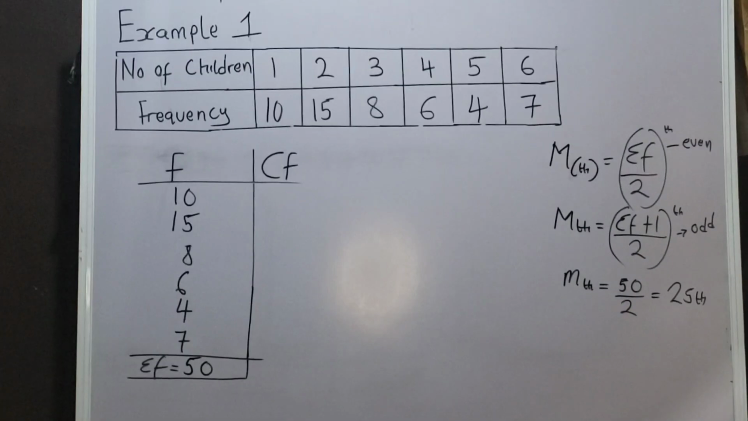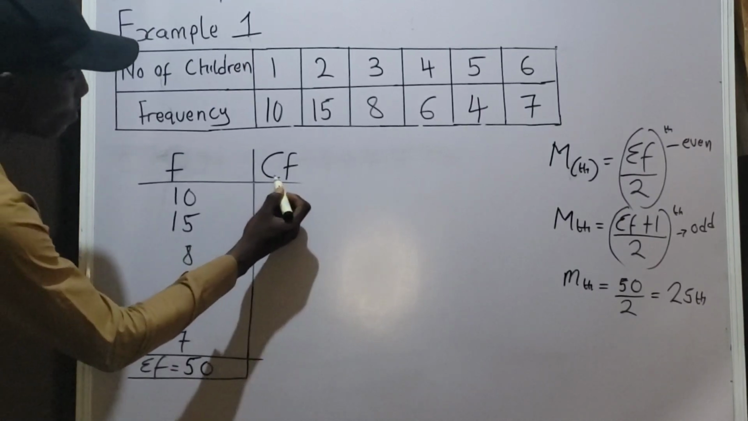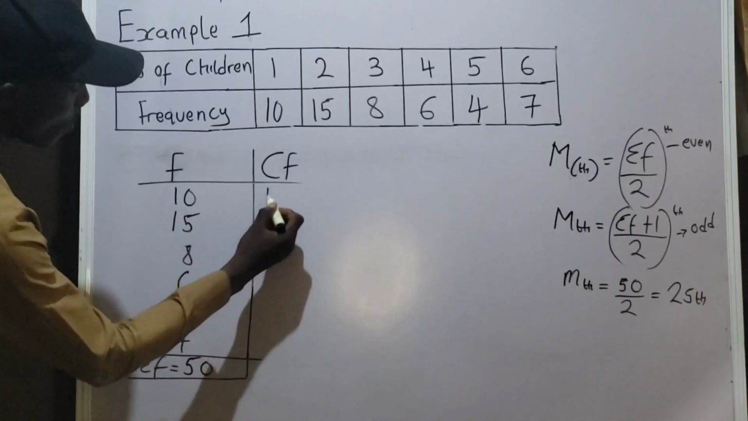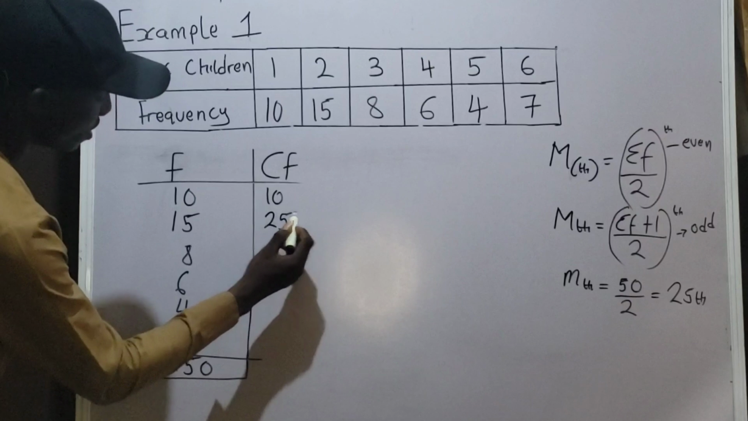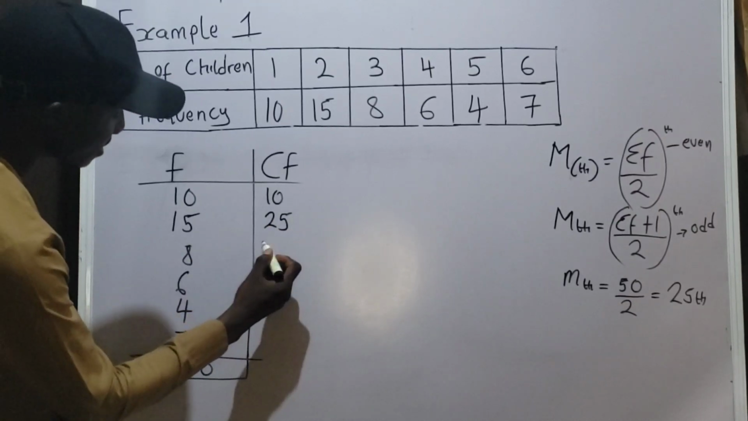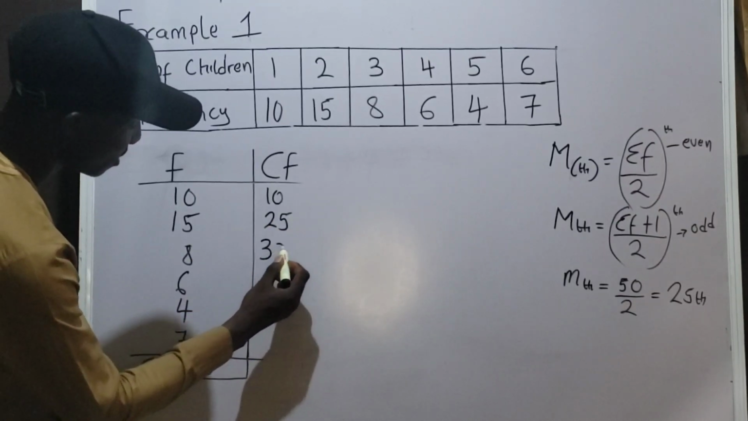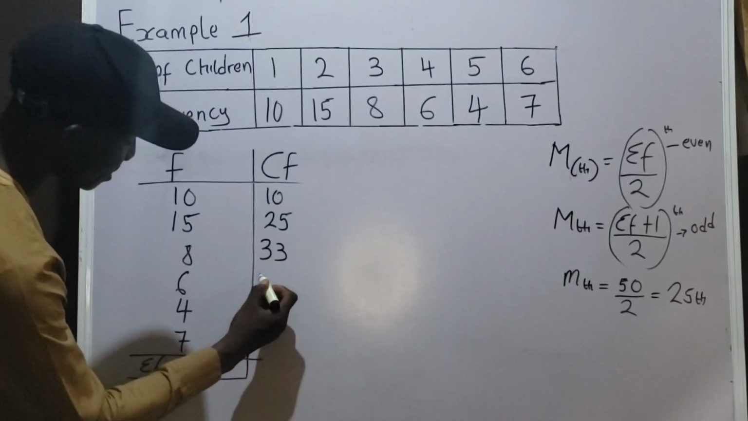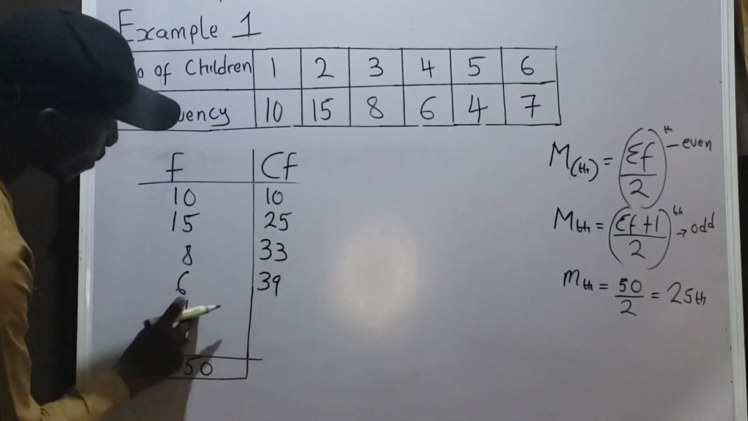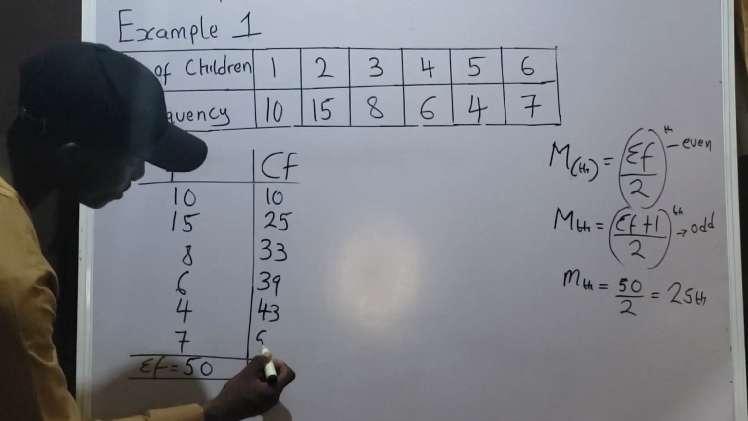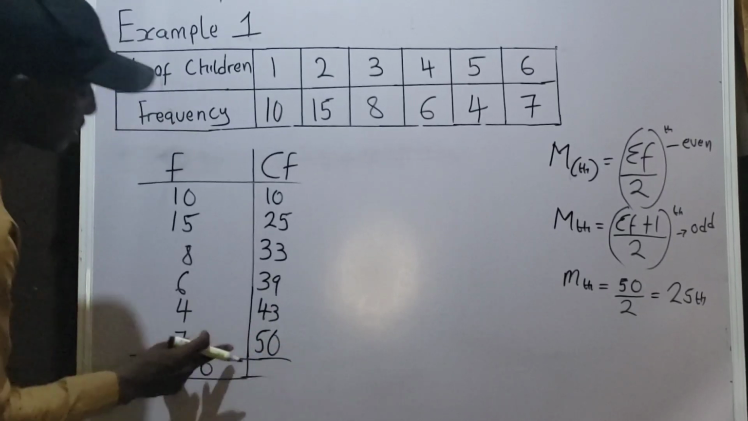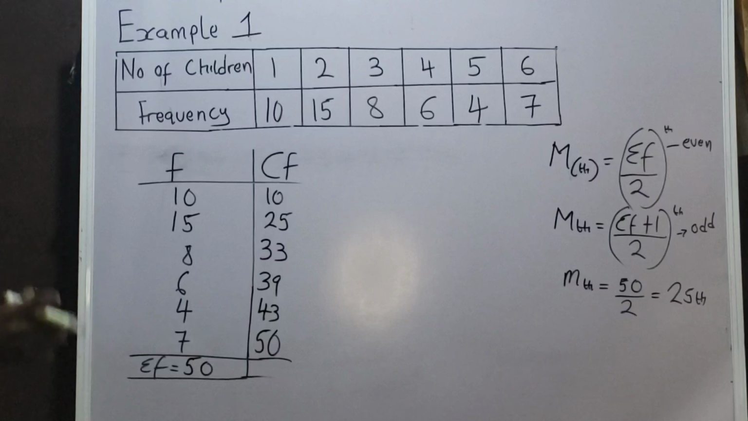So now, in order to determine my median number, I have to construct the cumulative frequency table. So I'm going to have cumulative frequency. For this, I'm going to have 10. 10 plus 15, that is 25. 25 plus 8, that is 33. 33 plus 6, that is 39. 39 plus 4, that is 43. 43 plus 7, that is 50. So I've already constructed the cumulative frequency table.